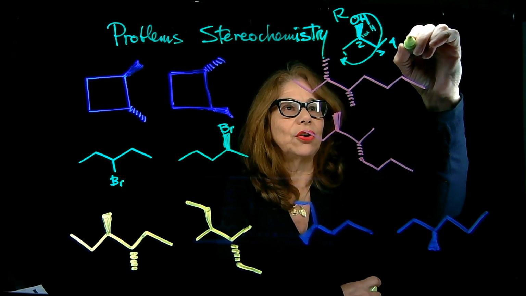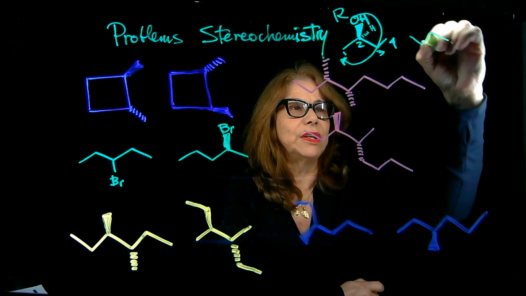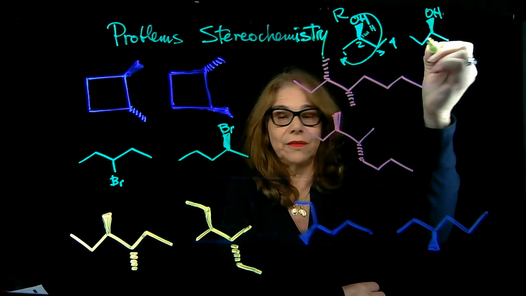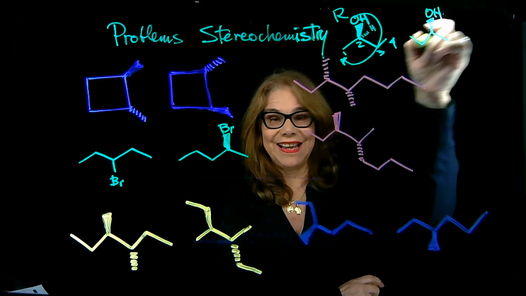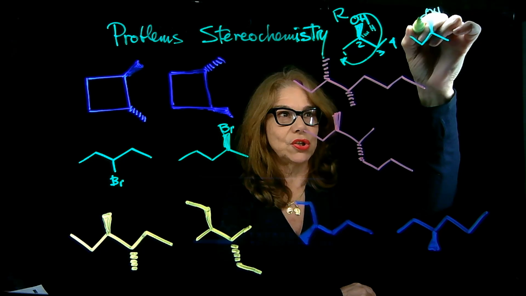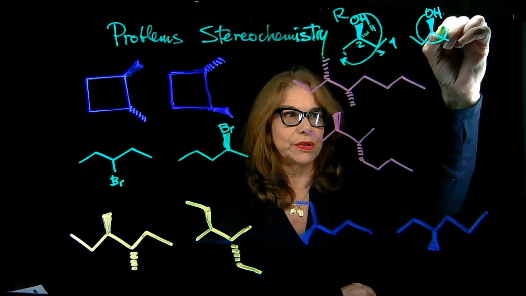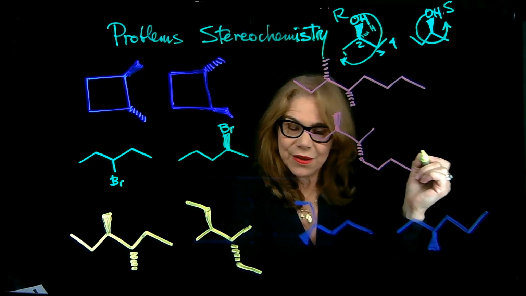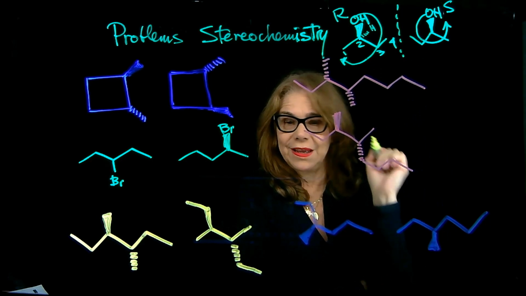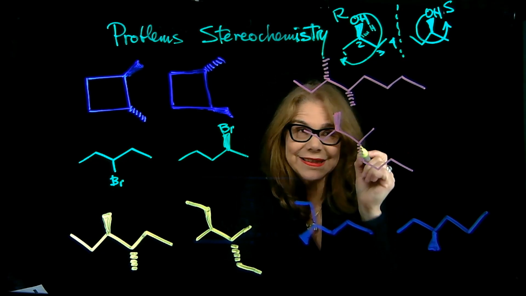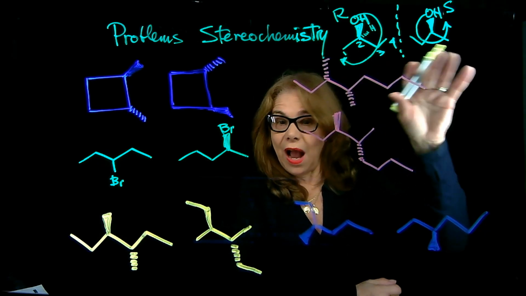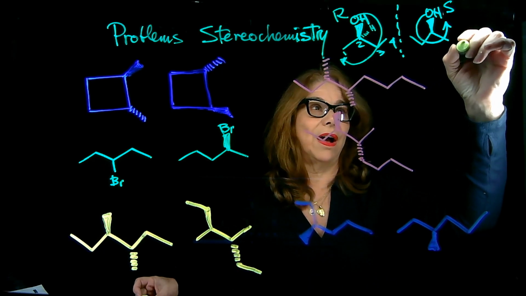Now I can draw the mirror image, to remember. Again, hydrogen is on the back, priority 1, priority 2, this chain, and priority 3. So this is S. Notice that I did the mirror image, and I have one chiral center. That is the enantiomer. So it is exactly the opposite absolute configuration.